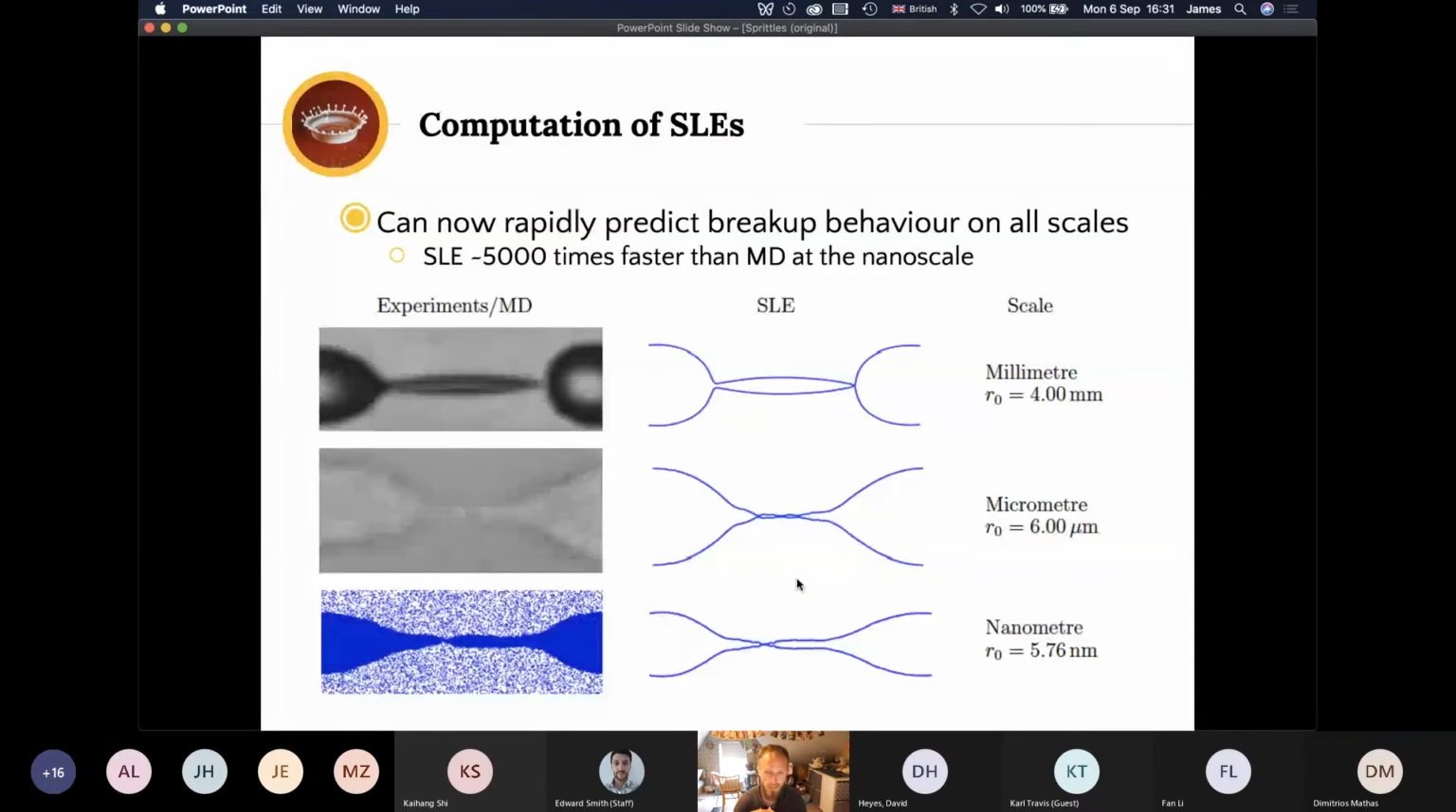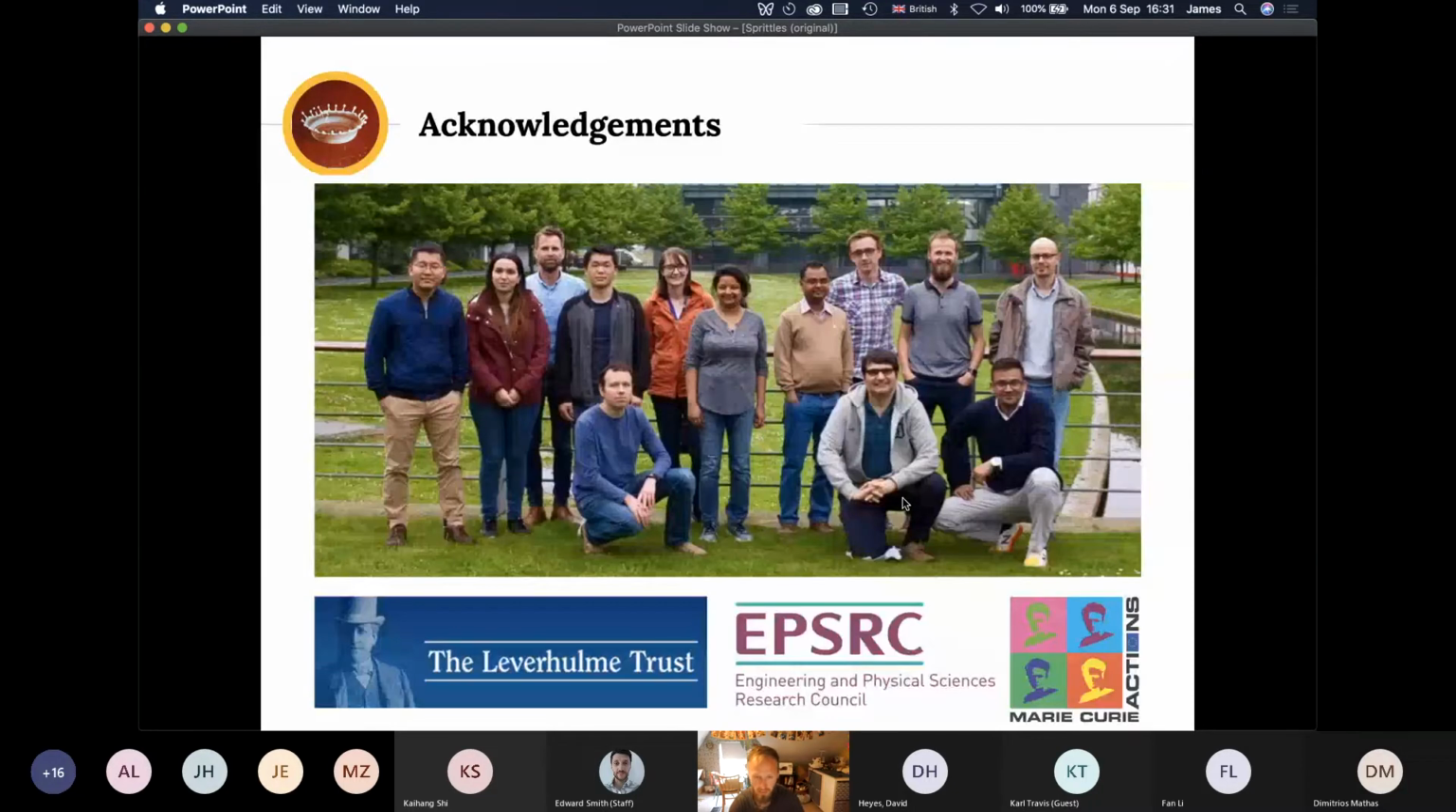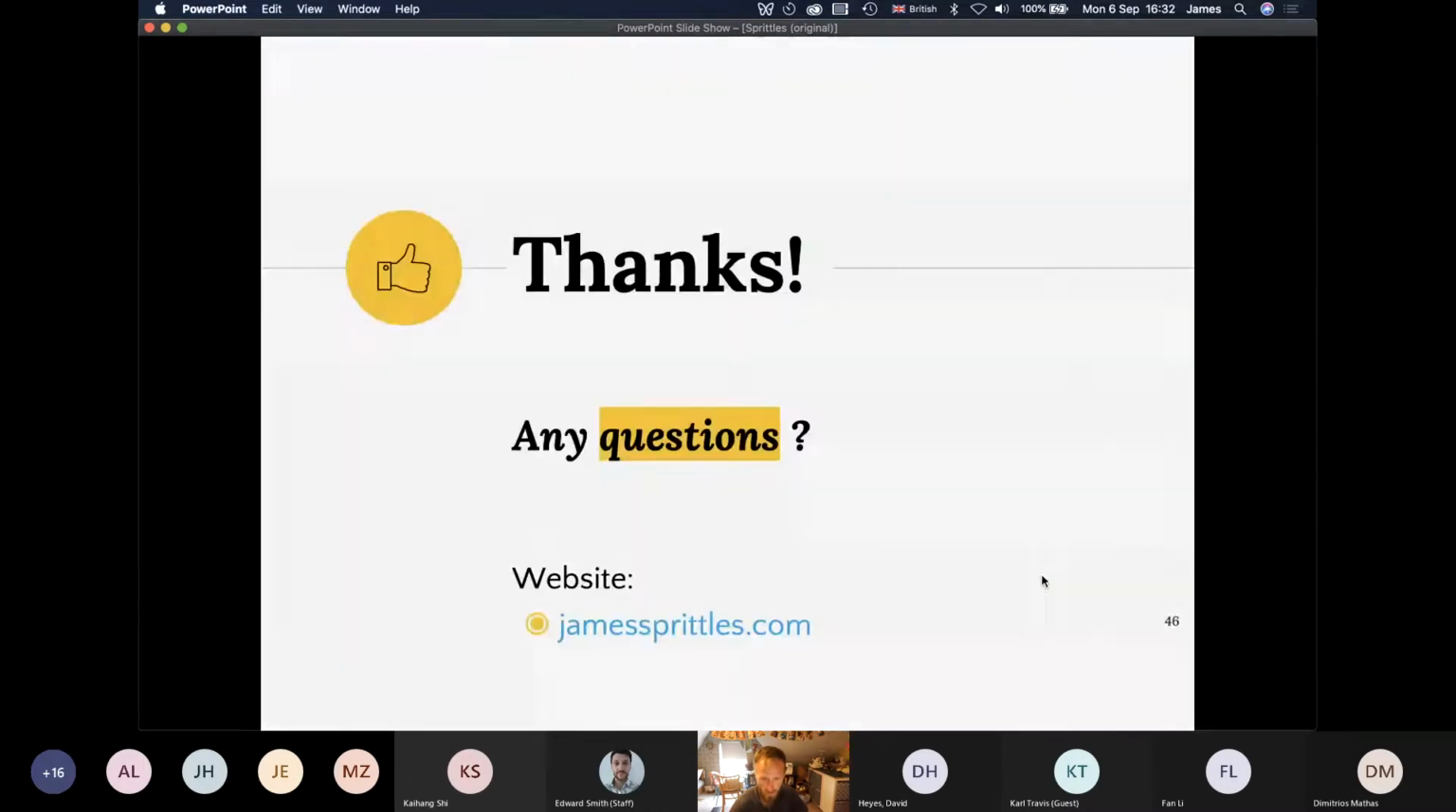So the hope is that we can take these fluctuating hydrodynamics models and use them in cases which are inaccessible to an MD. So we can take them from the millimeter scale down to microns and nanometers, and they're much faster than the equivalent MD. So I think that's all I have to say. I should acknowledge the various people involved in this work and the various funders, and I'd be happy to take any questions.